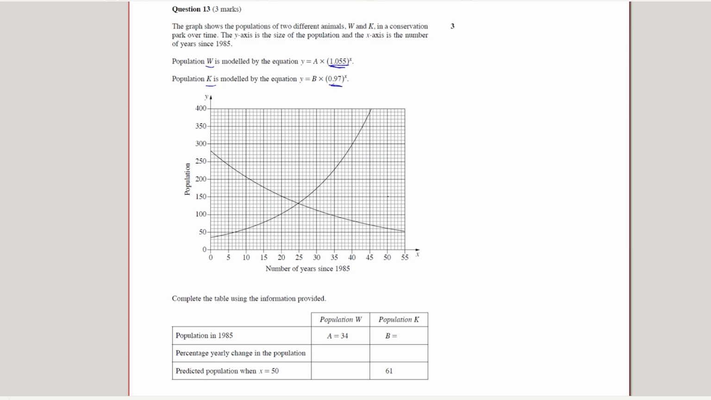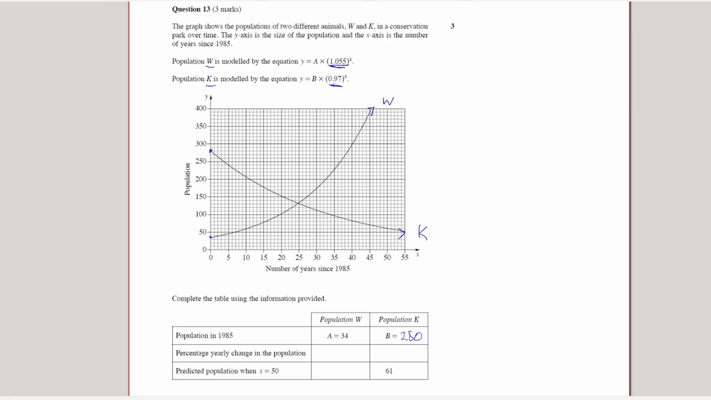So now let's have a look at a equals 34. a equals 34 is this. So this one has to be population W. This one has to be population K. All right. So let's look at K. It's going to be about, okay, so 60, 70, 80, 90, 100. So it's going to be 280. Just reading it off here. That's going to be 280.